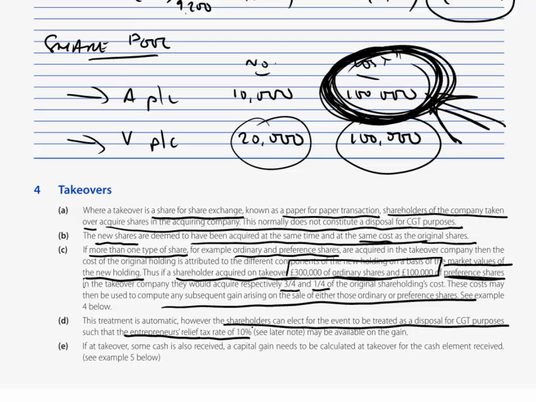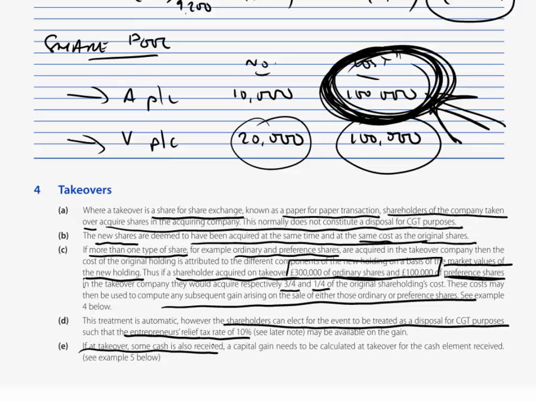Coming back to the time of takeover, what is probably more likely than anything else is that, rather than receiving a mix of different types of share, say ordinary and preference shares, what you receive is also a mix, but it's a mix of shares and cash. So if at takeover some cash is received, what do we do then?